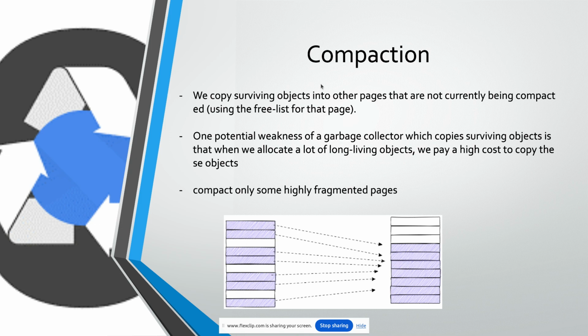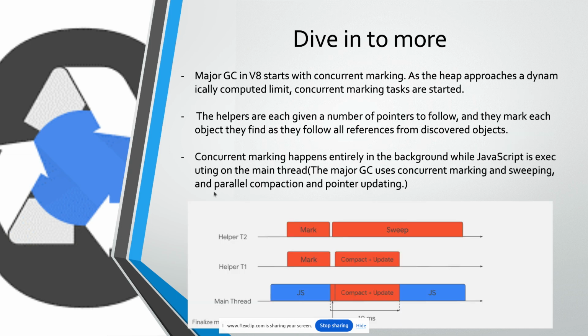Compaction we talked about also. Here we copy surviving objects into other pages that are not currently being compacted. One potential weakness of a copy collector is that copying surviving objects is high cost. We pay a high cost. So compaction is done only on some highly fragmented pages, not on all slightly fragmented pages. I told you this is kind of optional.